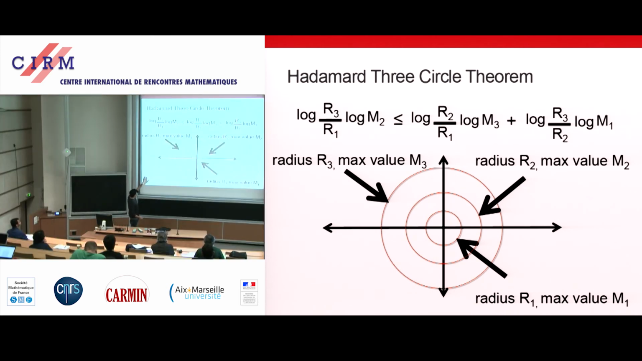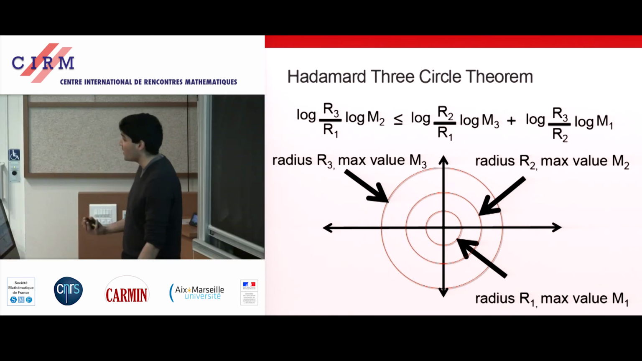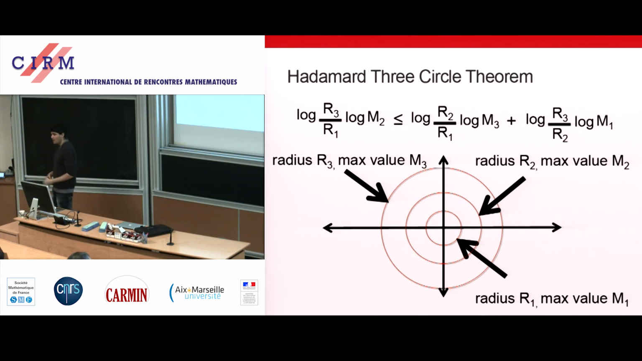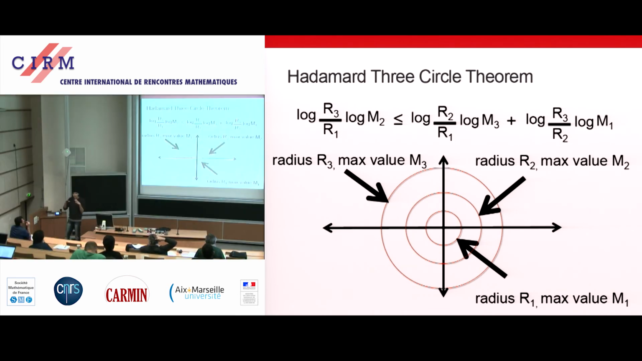But this is the statement: it depends on the radii, but if you think about the radii as being constant, then you have a linear relation between the max values that depends on the ratio of the radii. That tells you that the max value in the middle disk can be geometrically bounded by the max.